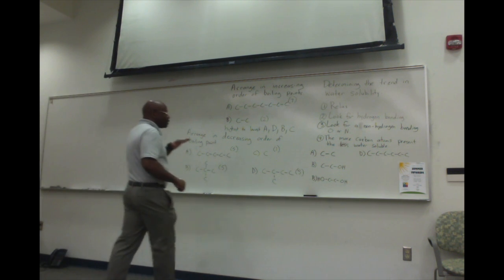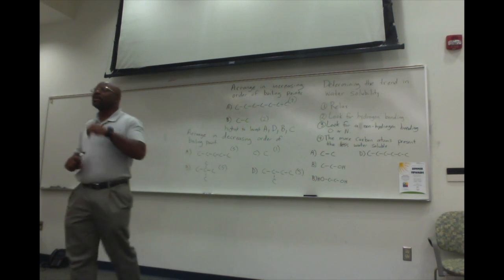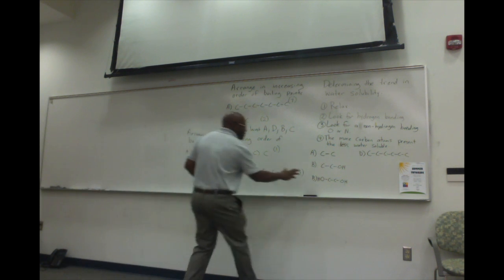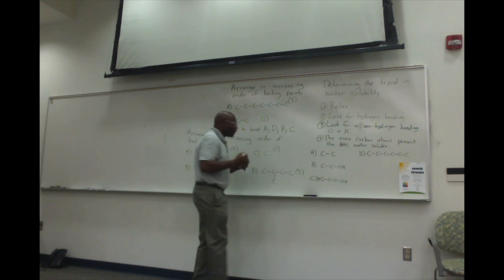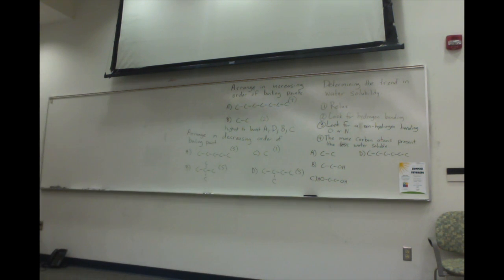Now, when you're looking at molecules A, B, C, or D, the first thing we'll look for is hydrogen bonding. Which atom can hydrogen bond? B and C. Now, what's the difference between B and C? One has one hydrogen bonding group, the other one has two hydrogen bonding groups. Two hydrogen bonding groups are more like water than one hydrogen bonding group.